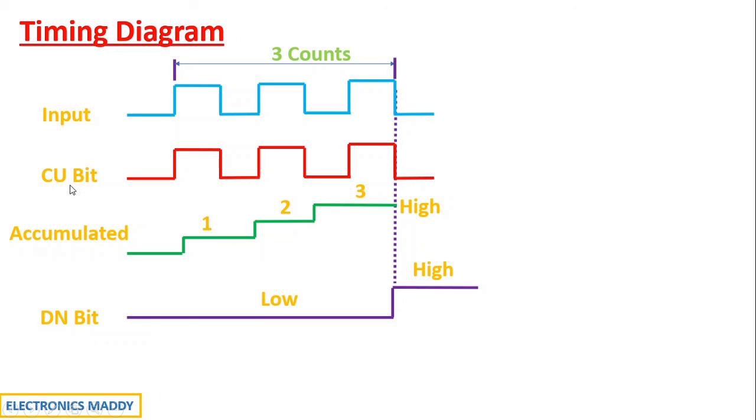So now from this diagram, you can look at the done bit and the count enable bit. From this, you can arrive at the conclusion that the done bit goes high only after the accumulated value is equal to the preset value. And that is where the timing diagram plays a very, very important role. I hope this point is clear, and I hope you were able to understand the concept of up counter in PLC.